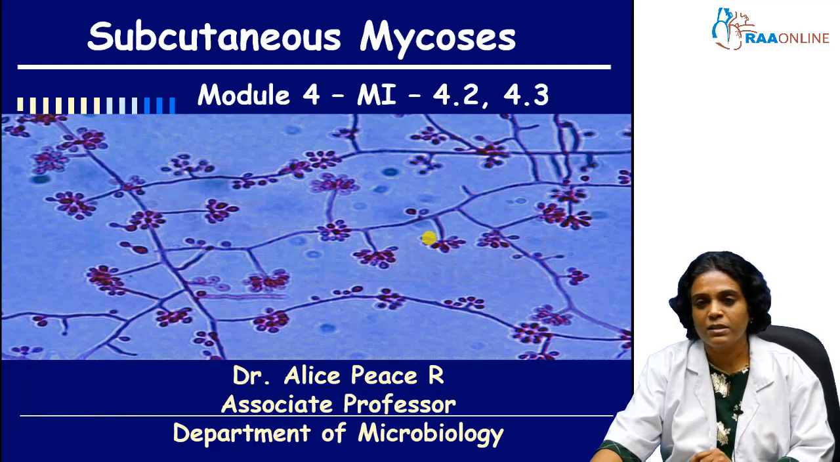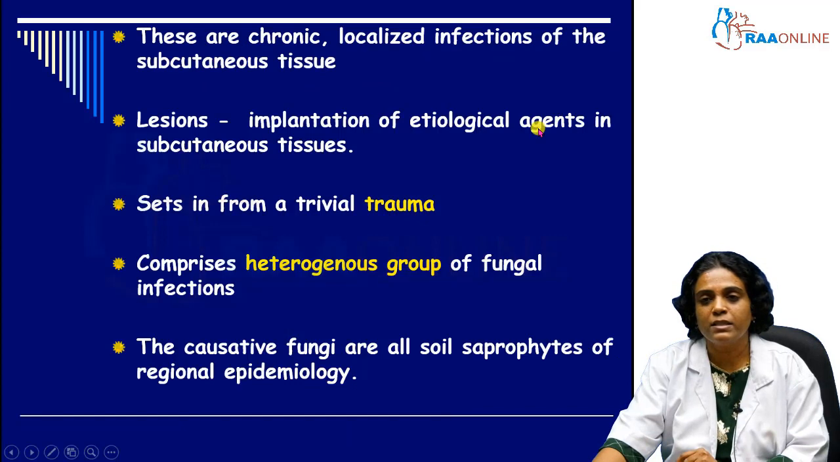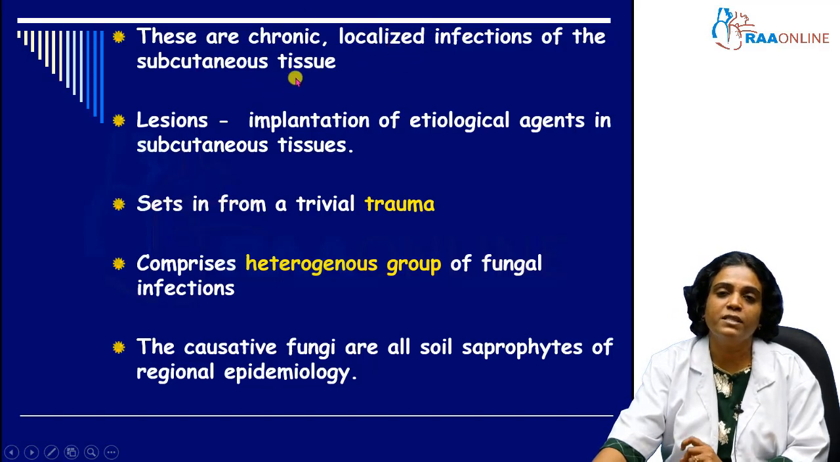So, mycosis is broadly classified into various types, which includes superficial mycosis, subcutaneous mycosis, systemic mycosis or disseminated mycosis, and we have opportunistic mycosis. So what are these subcutaneous mycotic infections? They are chronic infections. Usually they will be localized and they involve the subcutaneous tissue. And the lesions develop due to the implantation of etiological agents in the subcutaneous tissue.